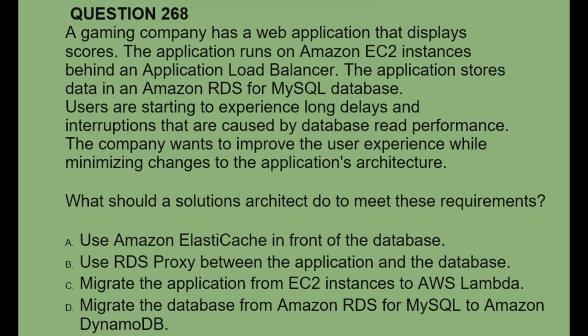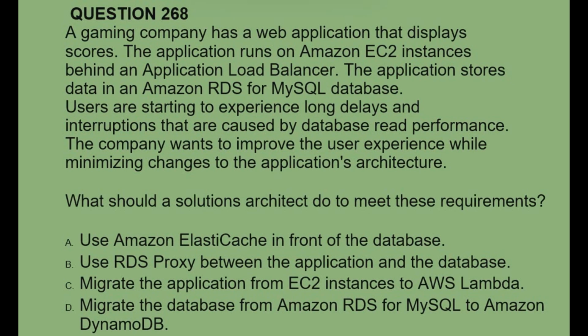Question is, a gaming company has a web application that displays scores. The application runs on Amazon EC2 instances behind an Application Load Balancer. The application stores data in an Amazon RDS for MySQL database. Users are starting to experience long delays and interruptions that are caused by database read performance. The company wants to improve the user experience while minimizing changes to the application's architecture. What should a solutions architect do to meet these requirements?